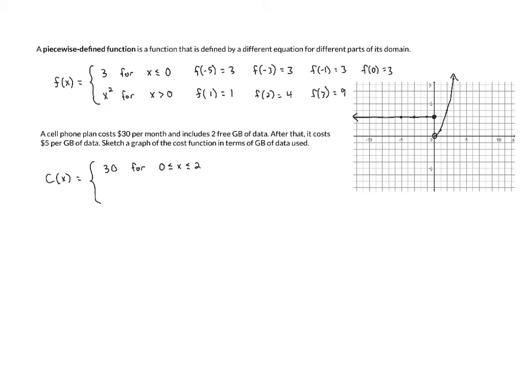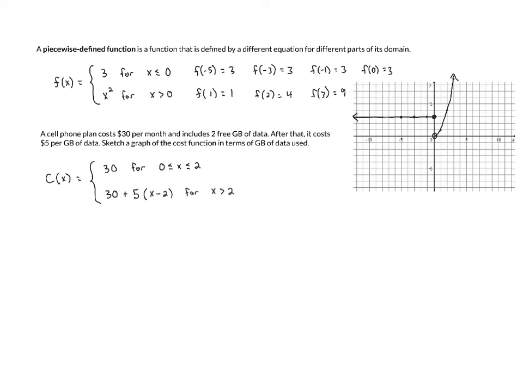However, we're going to have a more complicated expression for this function if we're using more data. If we use any additional data, we still have to pay the $30 for the account, but then we have to pay $5 for each additional gigabyte. So if we're given 2 gigabytes to start with, and we use x gigabytes in total, that means that x minus 2 represents the extra data that we're paying for, $5 per gigabyte. So then this is going to be 30 plus 5 times x minus 2 for x greater than 2.